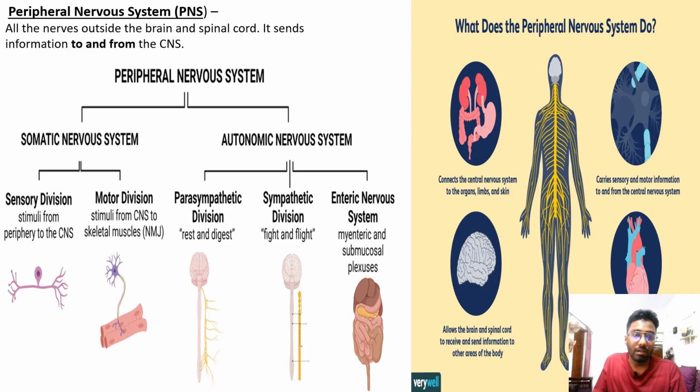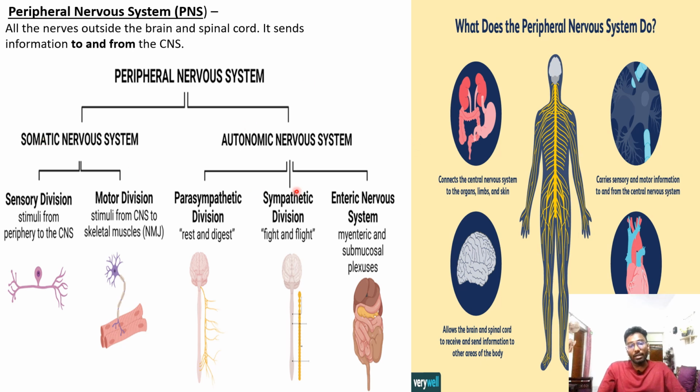Now let us see the peripheral nervous system. All the nerves outside the brain and spinal cord are the peripheral nervous system, as I already said. What does it do? The peripheral nervous system sends information to and from the central nervous system. It is further divided into the somatic nervous system and the autonomic nervous system. What is the somatic nervous system? The somatic nervous system controls our voluntary actions. Suppose I am moving my hand; this is because of the somatic nervous system. I am voluntarily moving it.